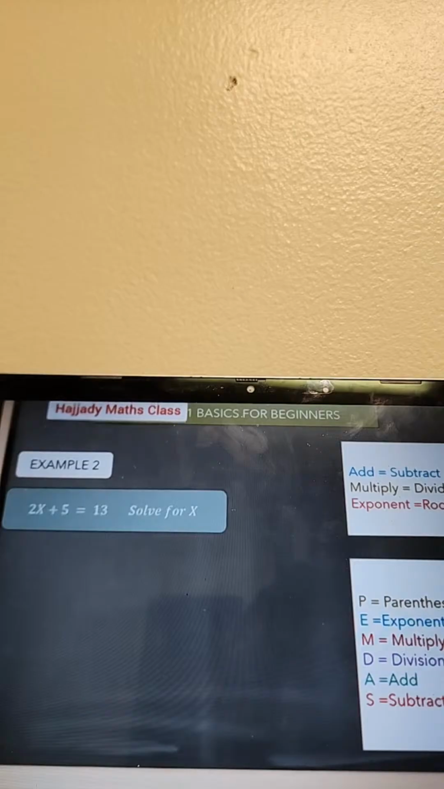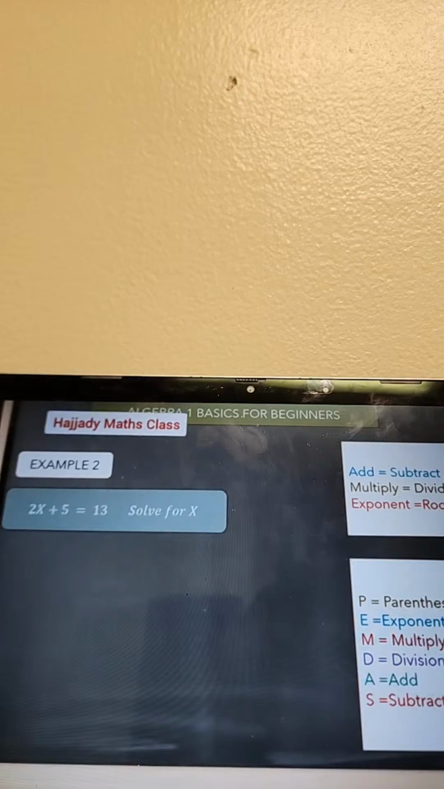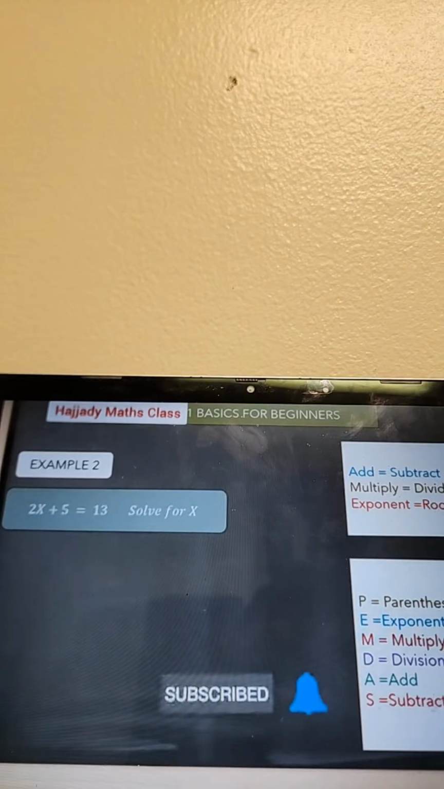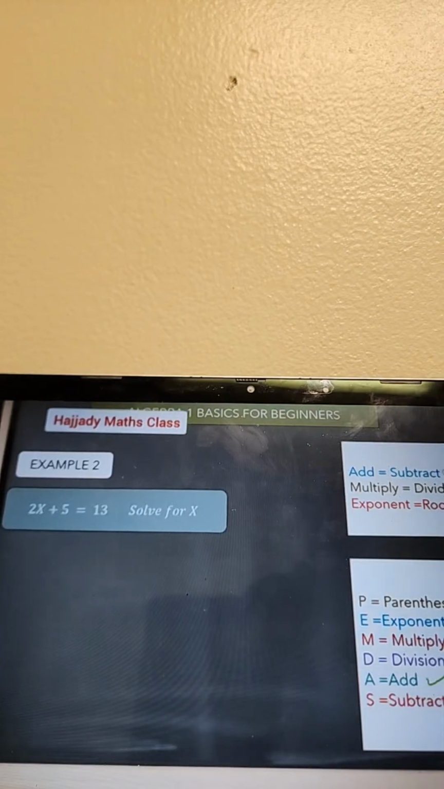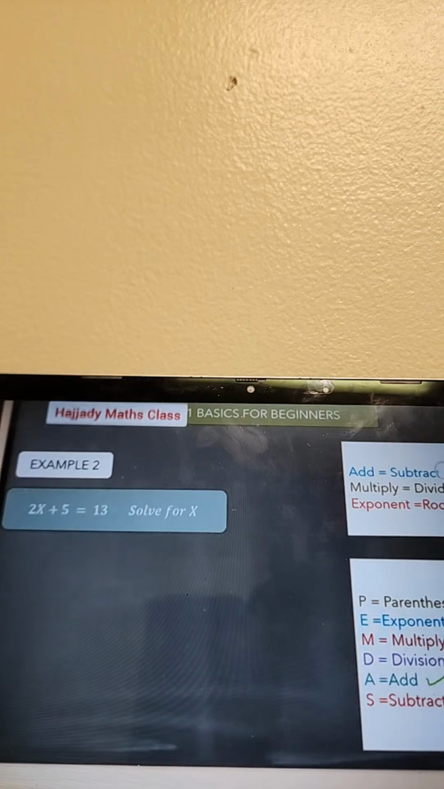But you need to understand something. Using the PEMDAS, it should be from subtraction up to parentheses. That is, from down going upward. Now, the first thing we have to look at is, do we have subtraction? You can see that no. Do we have addition? Yes, we have addition. So let's deal with addition first. Now, to deal with addition, I told you if you have addition, you introduce the inverse, which is what? Subtraction.